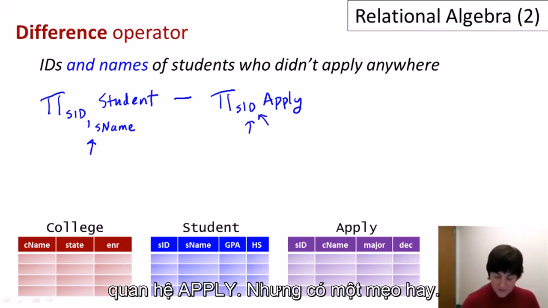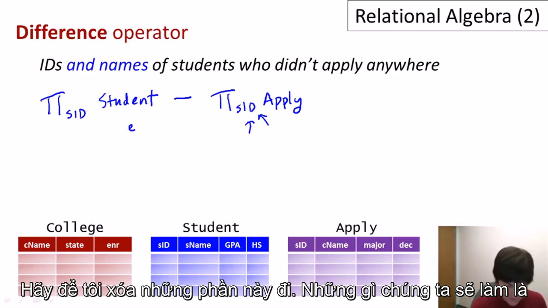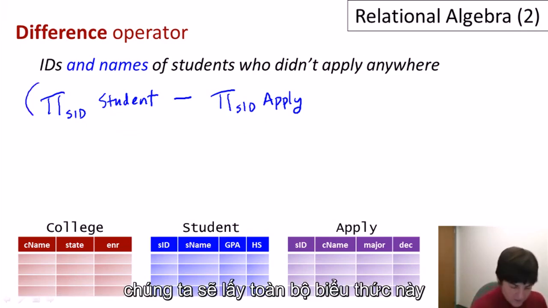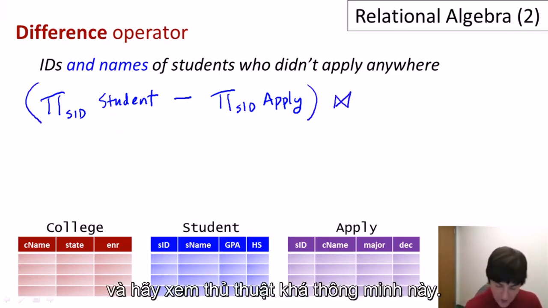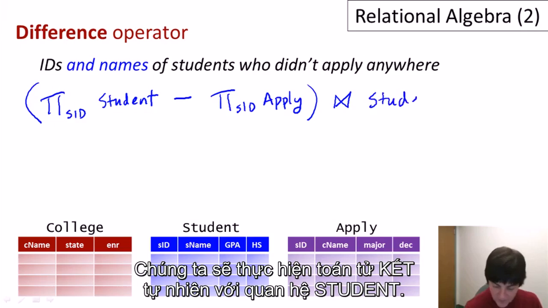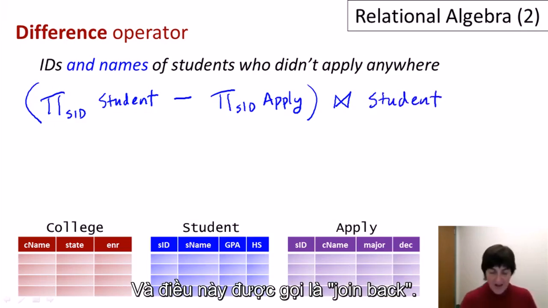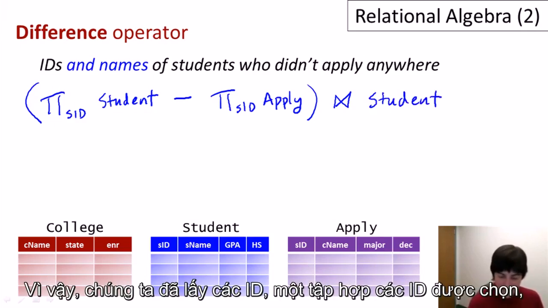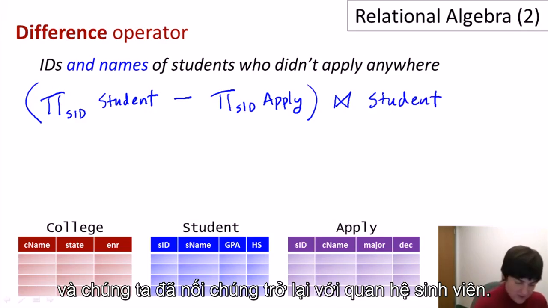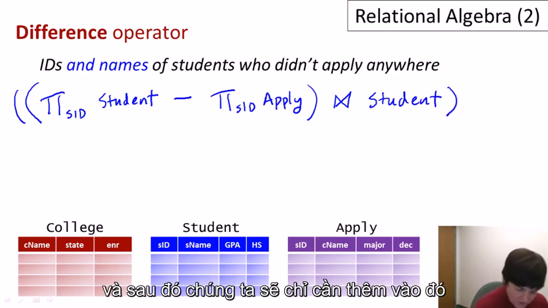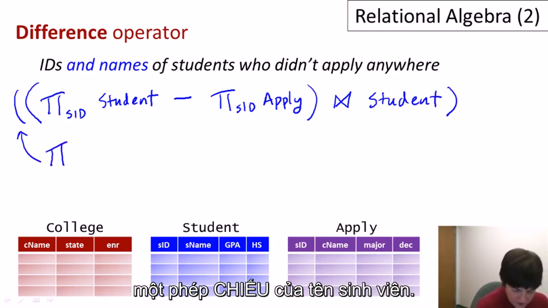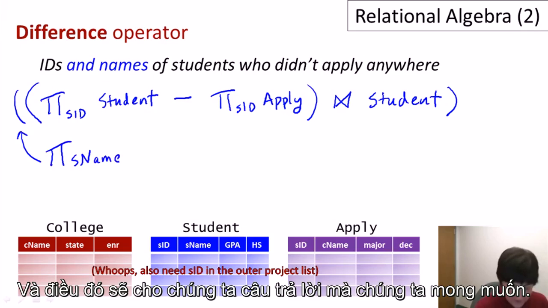So there is a nice trick, however, that's going to do what we want. Let me erase these here. What we're going to do is take this whole expression here, which gives us the student IDs who didn't apply anywhere, and watch this, pretty clever. We're going to do a natural join with the student relation. And now that's called a join back. So we've taken the IDs, a certain select set of IDs, and we've joined them back to the student relation. That's going to give us a schema that's the student relation itself. And then we're just going to add to that a projection of the student name, and that will give us our desired answer.